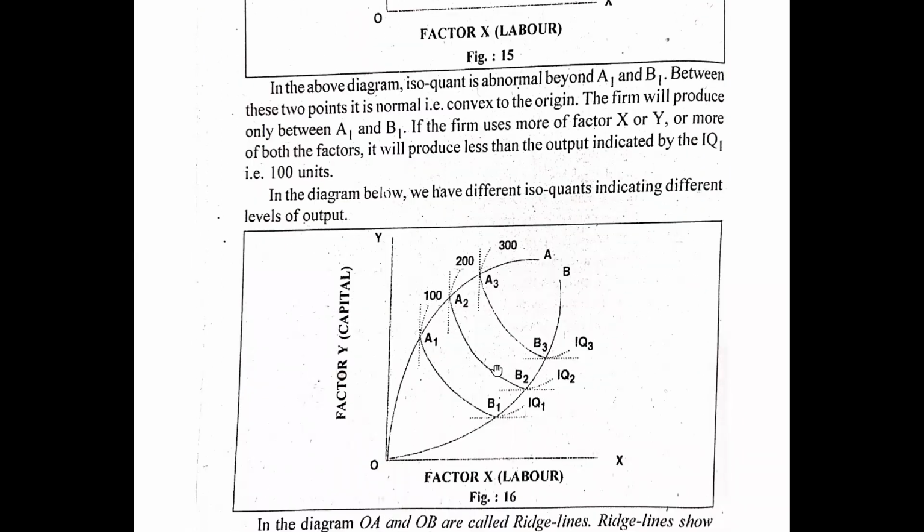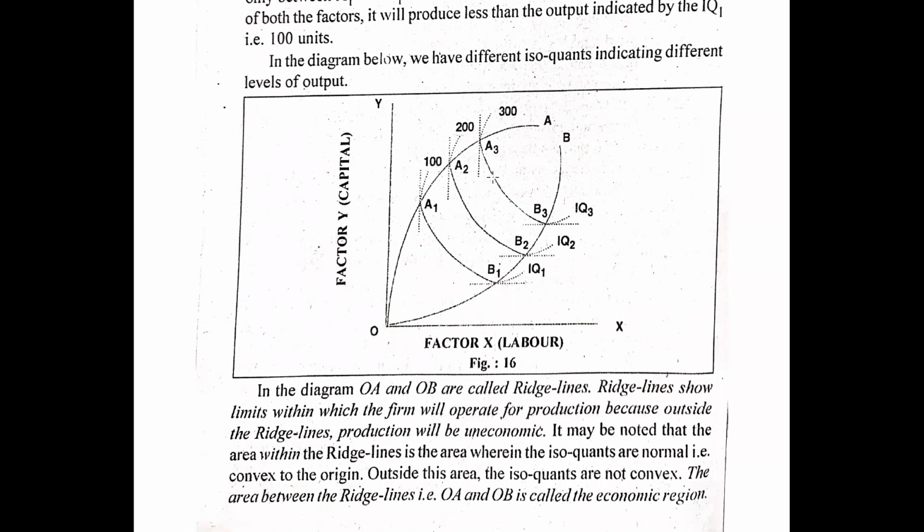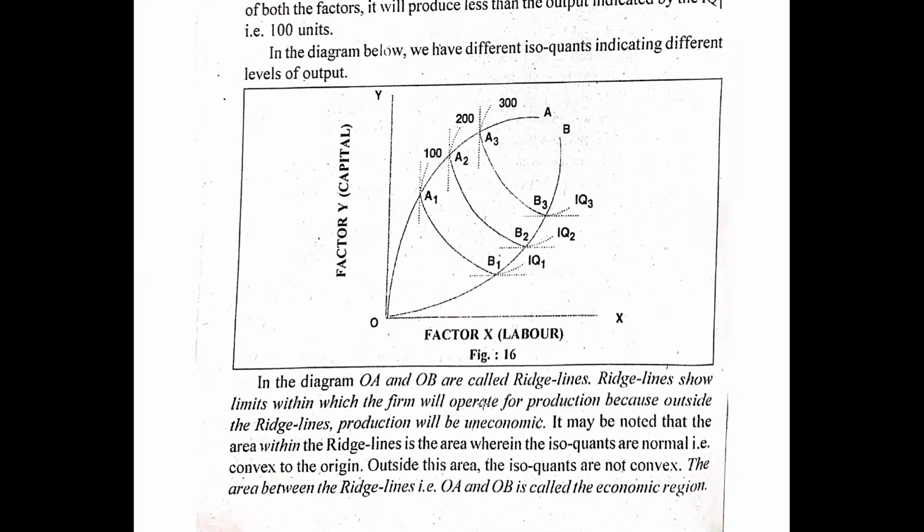Now we will see in the diagram below, we have different isoquants indicating different levels of output. In this diagram, we are given factor X, that is labor, on the x-axis, and factor Y, that is land, on the y-axis, and we are given such kind of slopes and graphs. Let's understand what it means.